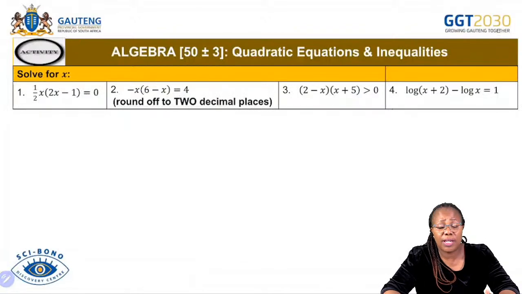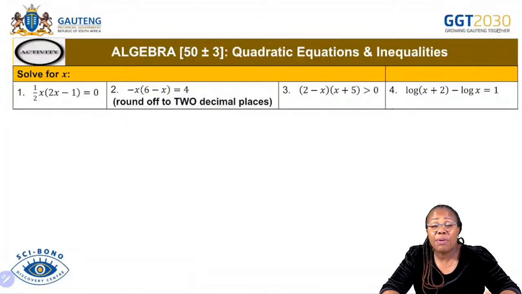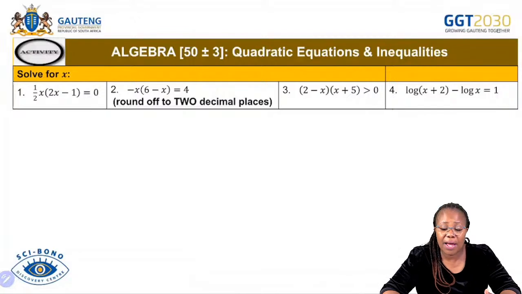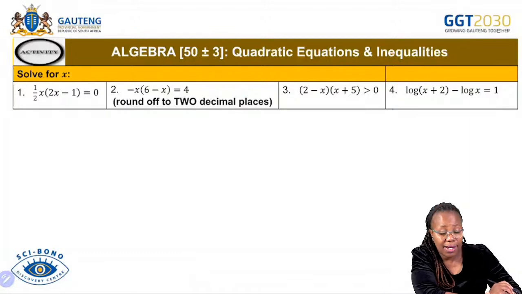Now let's start with the activities now. Remember, we said algebra is 50 plus minus 3 on your paper out of the 150 paper. Now we are looking at quadratic equations and inequalities. And then now the first one, it's indicated solve for x of the following equations. So the first one, we are given the half x into bracket 2x minus 1 is equals to 0.